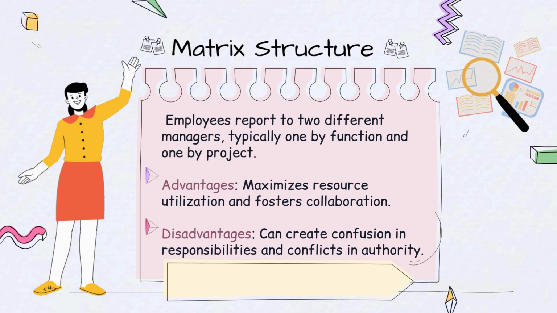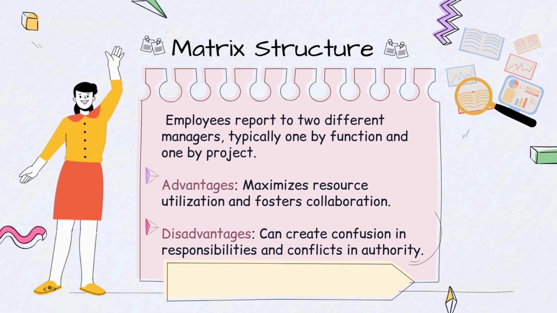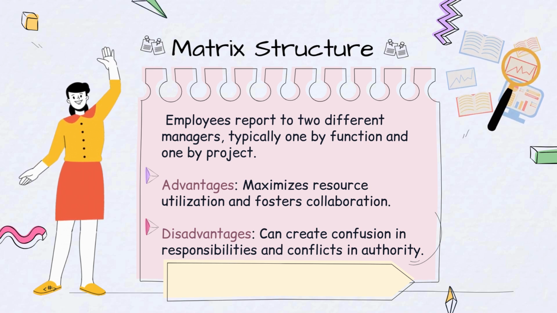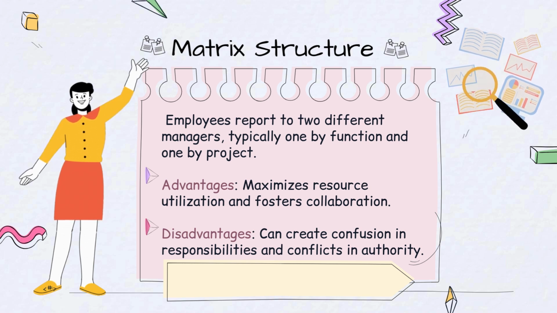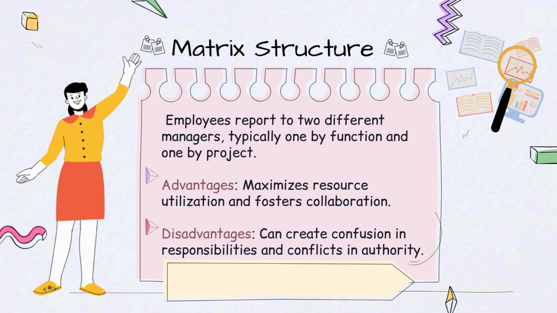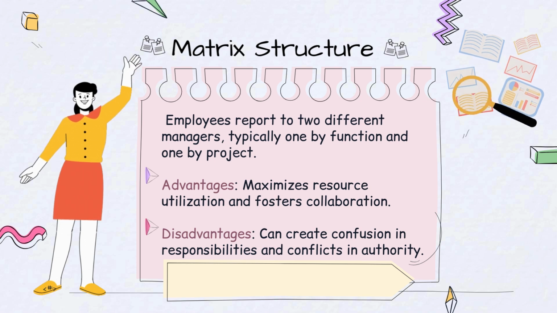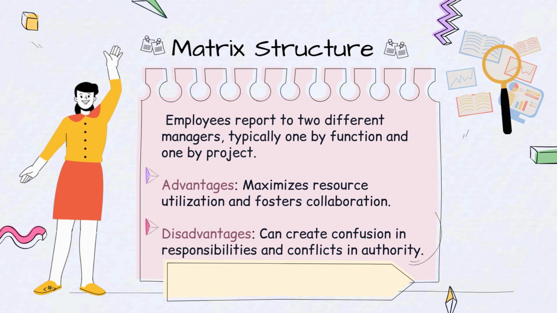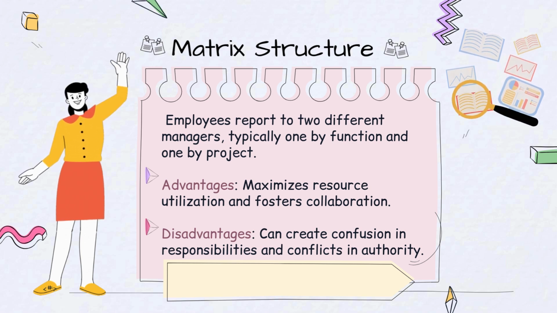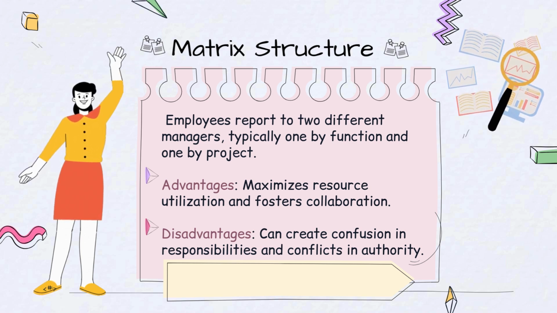Finally, let's discuss the matrix structure. Matrix structure: employees report to different managers, typically one by function and one by project. Advantage: maximizes resource utilization and fosters collaboration. Disadvantage: can create confusion in responsibilities and conflict in authority.